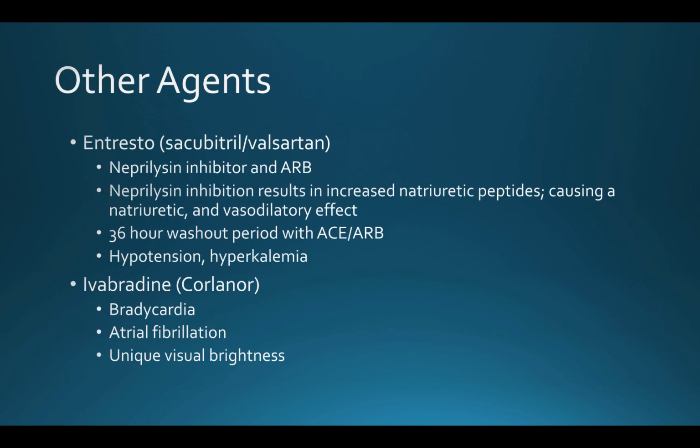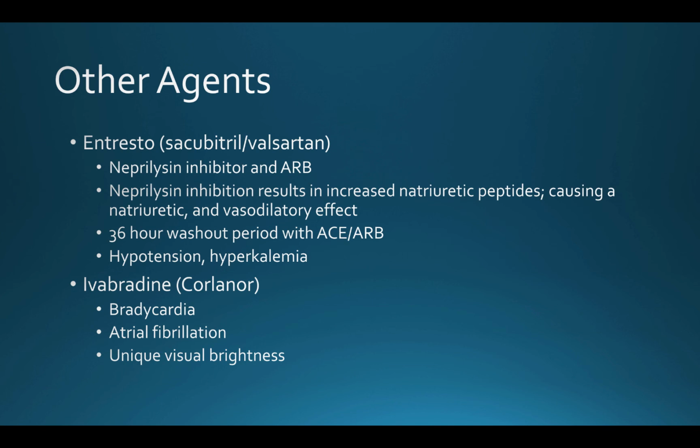So other agents, Entresto is a newer agent. You may see this utilized in patients who are still having problems, frequent exacerbations, frequent hospital stays in CHF. You may see the ACE or ARB switched to Entresto. And this is a neprilysin inhibitor. What that inhibition can lead to is an increase in those natriuretic peptides, which promote fluid loss as well as a vasodilation type effect.